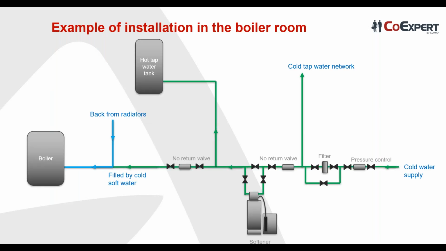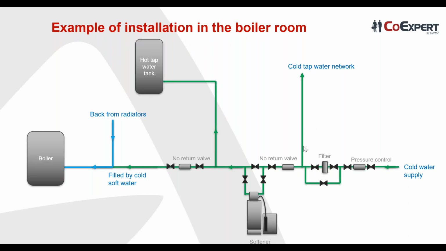Now, where can we find the software in the boiler room? What does the network look like? At the entrance of the building, here, we have the cold water from the city supply. The network starts with the pressure control, a filter in order to remove the sediments, and here a bypass in order to provide the cold water with no treatment to the dwellings.